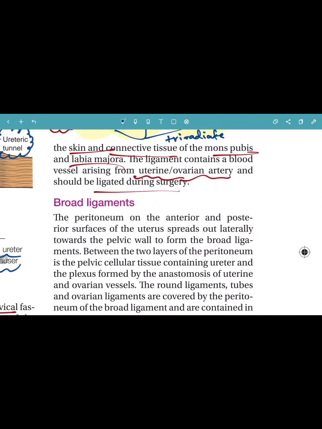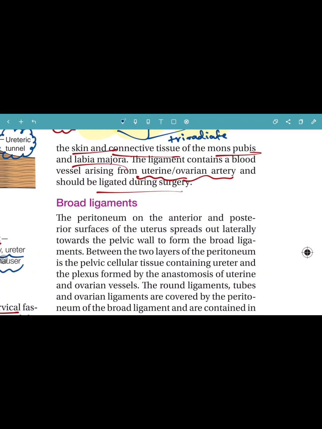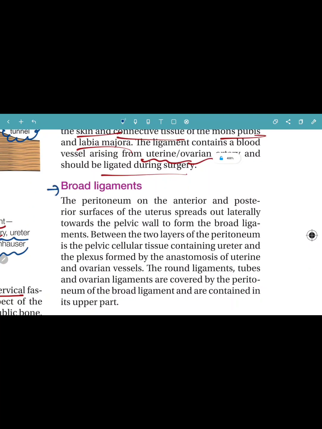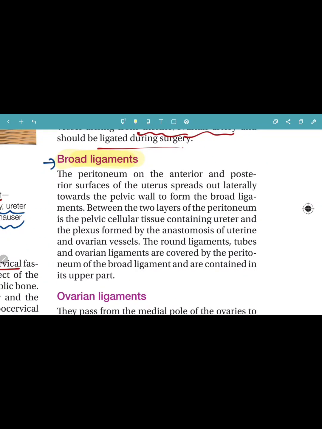And then we finish with the round ligament, and the round ligament contains the uterine or ovarian artery, and this will usually be ligated during surgery. Next, moving on to the broad ligament. The peritoneum on the anterior and posterior surfaces of the uterus spreads out laterally towards the pelvic wall to form the broad ligament.